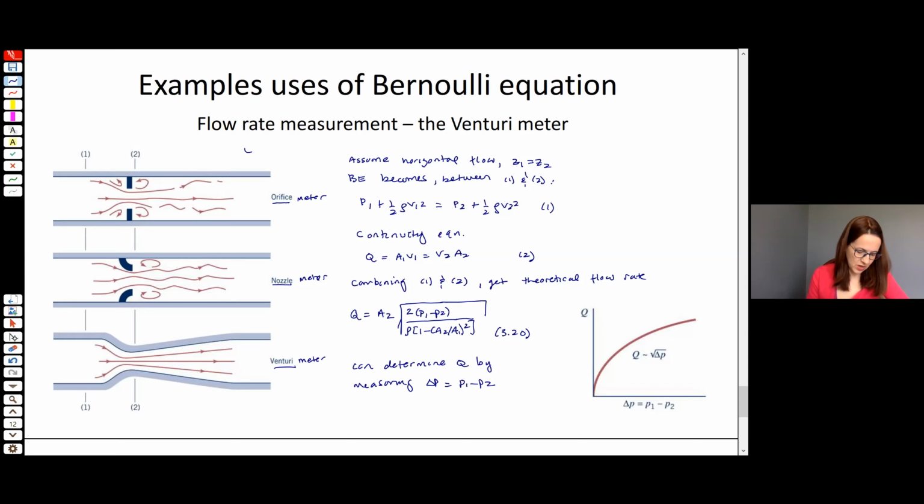All right, and then if you look down here on the bottom right, this is the theoretical curve. Now in reality, because of viscous effects, unsteady effects, compressibility effects, the real curve looks more something like that.